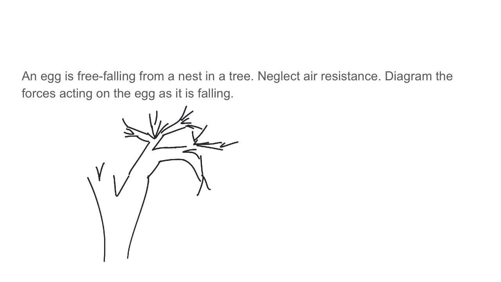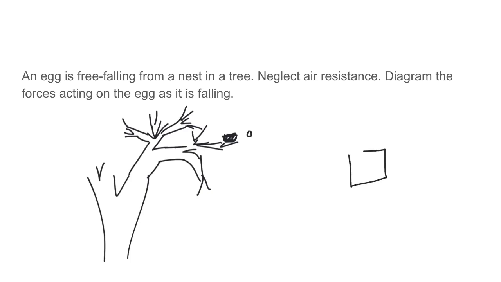So I have an egg falling out of a nest. I have my little nest out here at the end, got my little baby bird. And I've got an egg that's either jumped out of the nest, got kicked out of the nest, or otherwise. And so this egg is free falling from nest to tree. I'm not going to think about air resistance. Diagram the forces acting on the egg as it's falling.